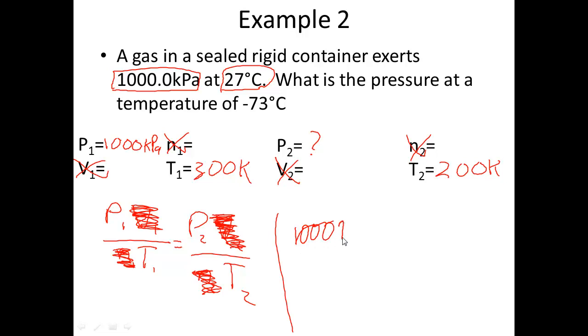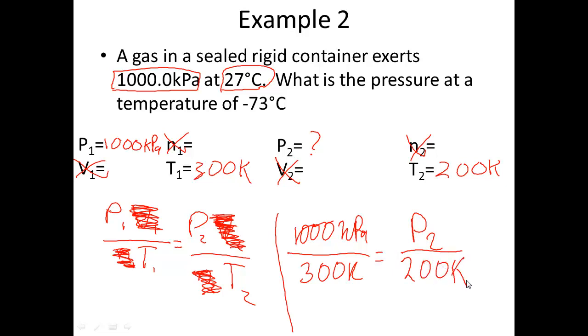1,000 kPa over 300 Kelvin is equal to P2 over 200. What's P2 equal to? 666.6, is that right? 7. Alright, you round up, right? Okay, we got this? Good.